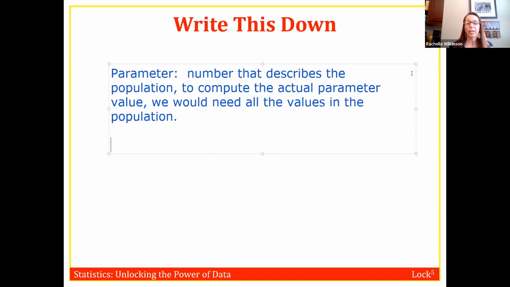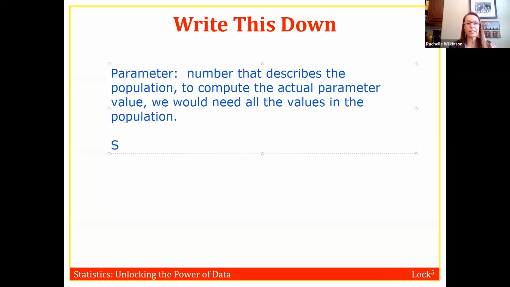Like, for example, in the US Census. So when they do the census every 10 years, like 2020 was a census year, then every single household is required by law to fill out the census information. So numbers that come from the census are going to be actual parameters. They're going to be population values because they are computed from everybody in the population.